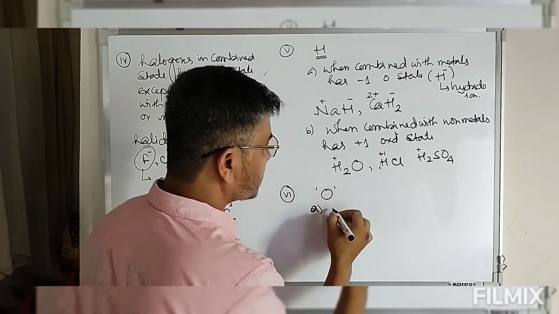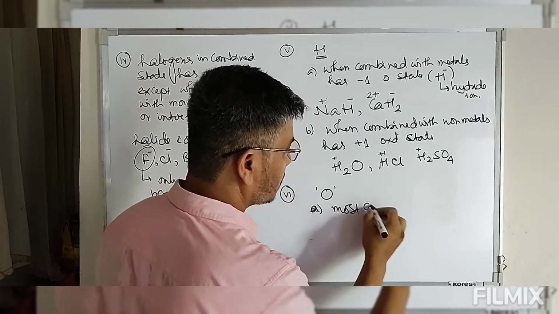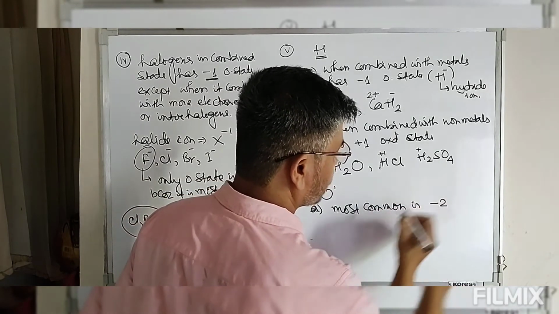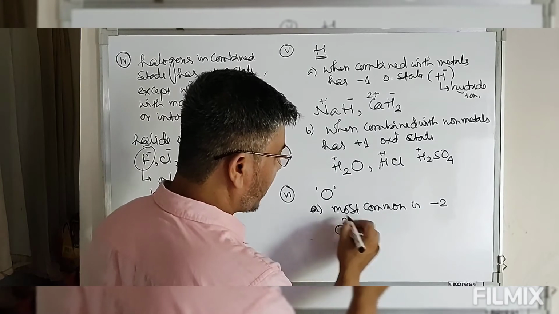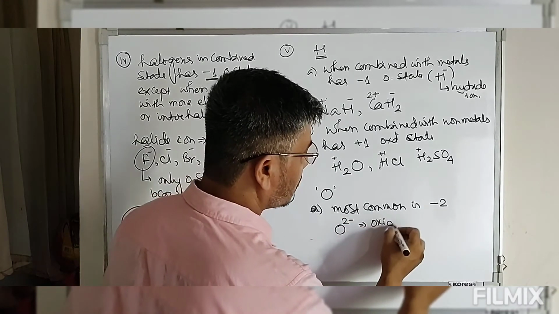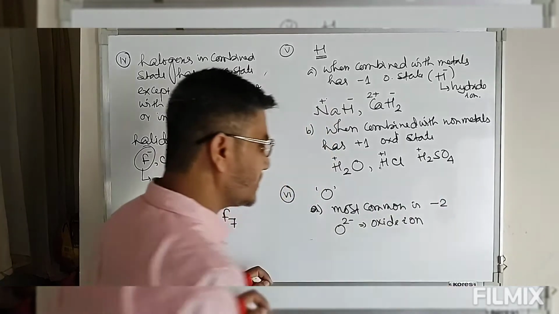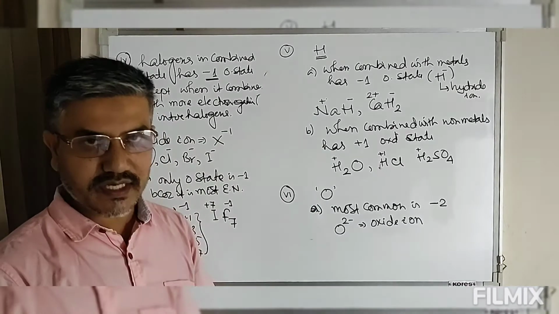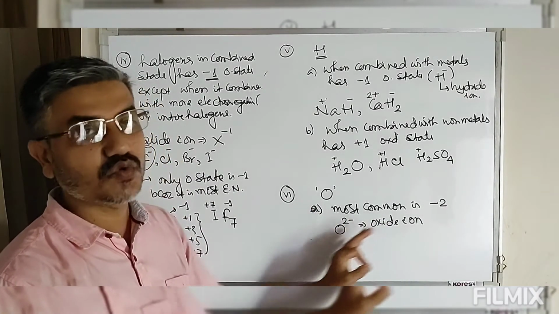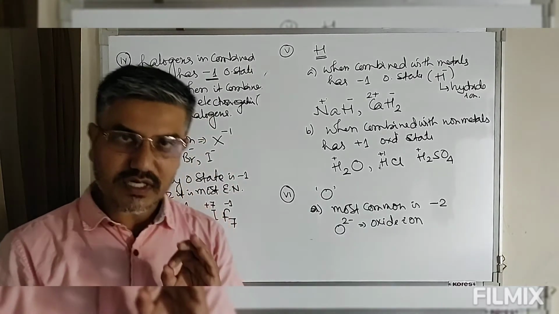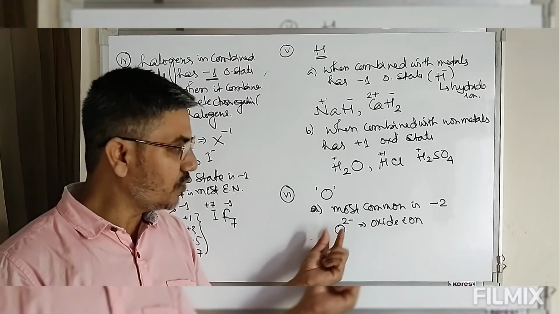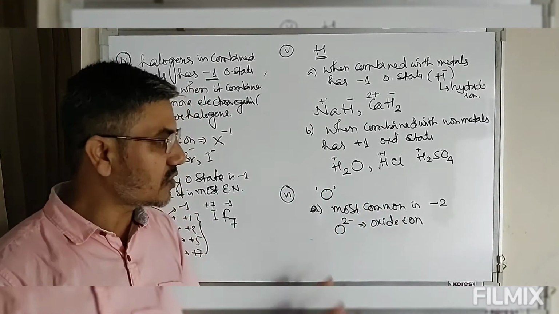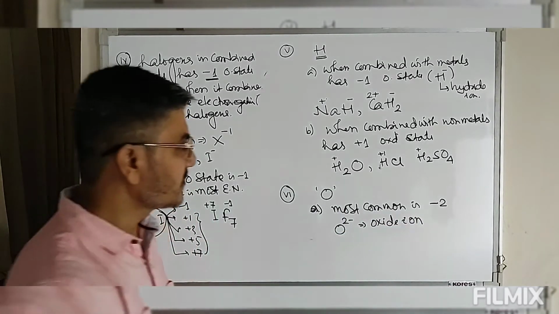So this shows the most common is -2. That means oxygen with 2-, this is known as oxide ion. So in oxide ion, the oxidation state of oxygen is -2. In all oxide ions, oxygen will have a -2 oxidation state. Whenever we use the term oxide, it means O with a 2- charge. This is known as oxide ion.